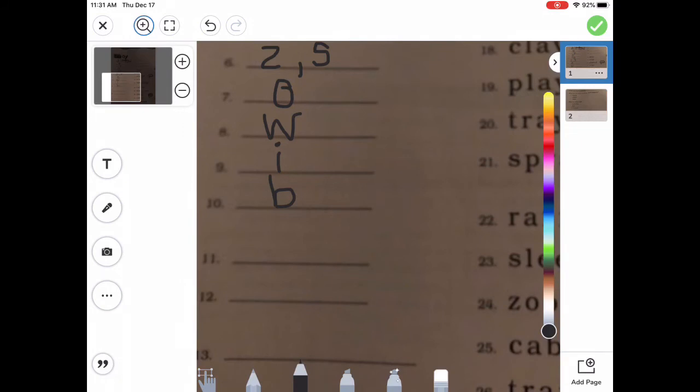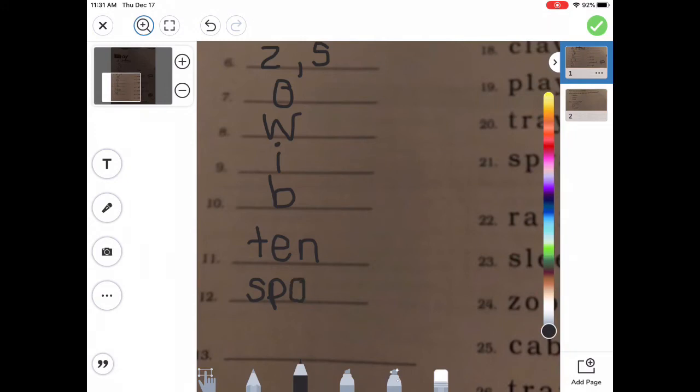All right, on number 11, we are going to try to spell the word ten, like the number 10. So, T, then E, and then N. Okay, what about the word spoke? Spoke. What do I have here in spoke? SP, very good.